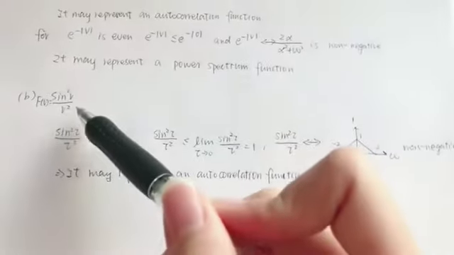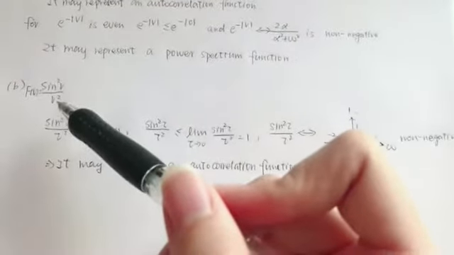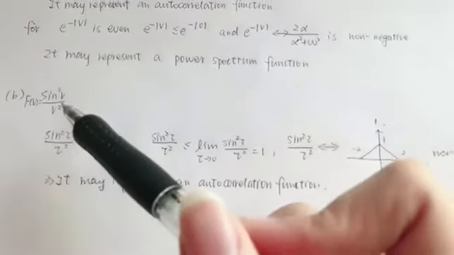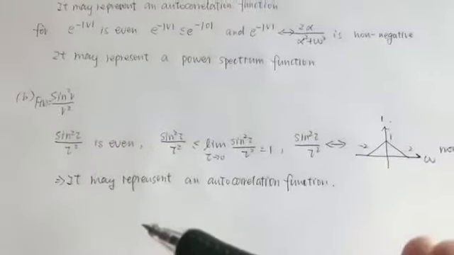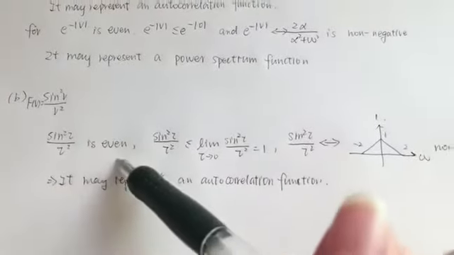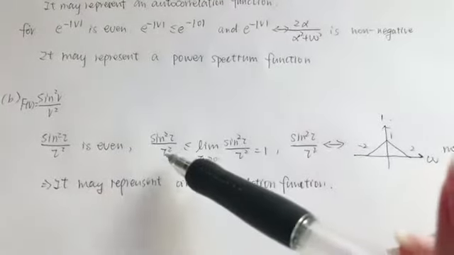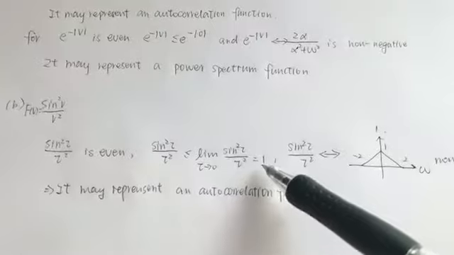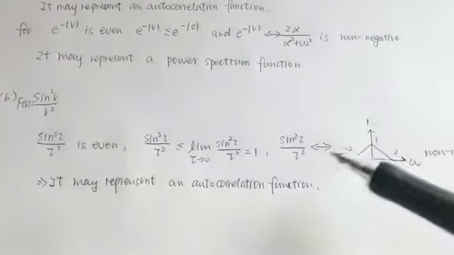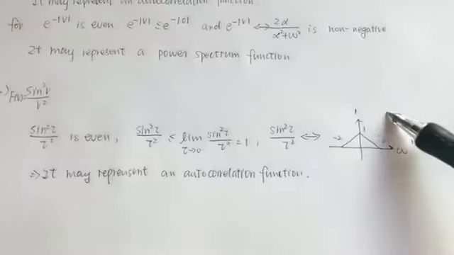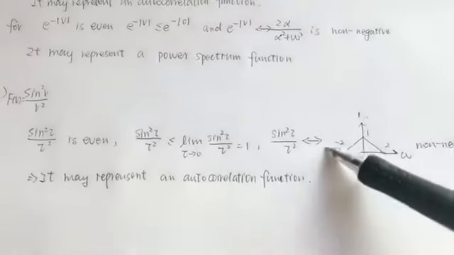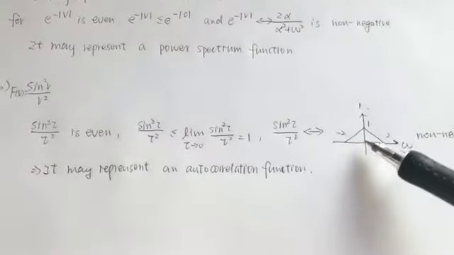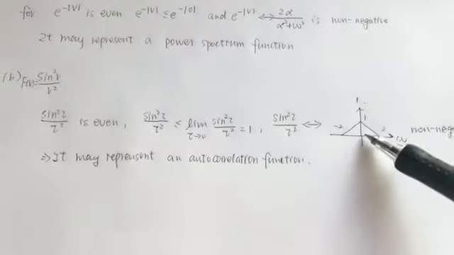Now let's come to the second choice. It can represent an autocorrelation function because it also meets the three requirements. That is, it itself is an even function, and the value of it is smaller than 1, and its Fourier transform can be drawn out like this, and obviously it is non-negative, so it may represent an autocorrelation function.